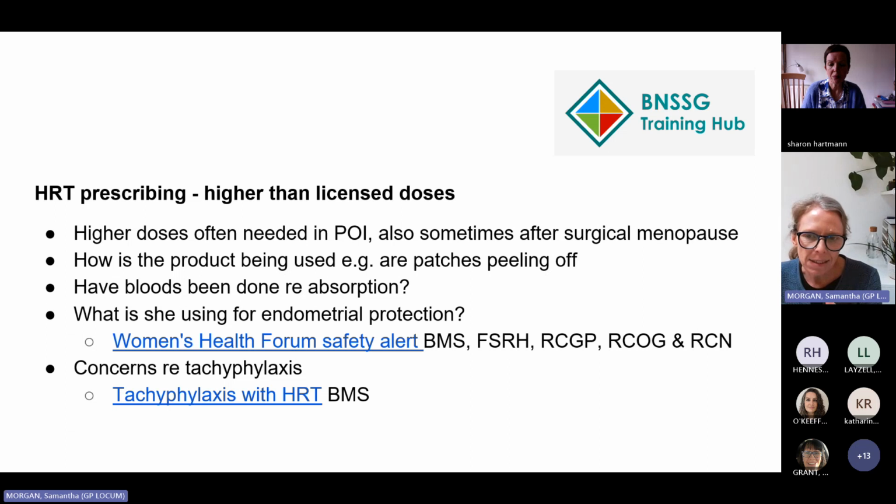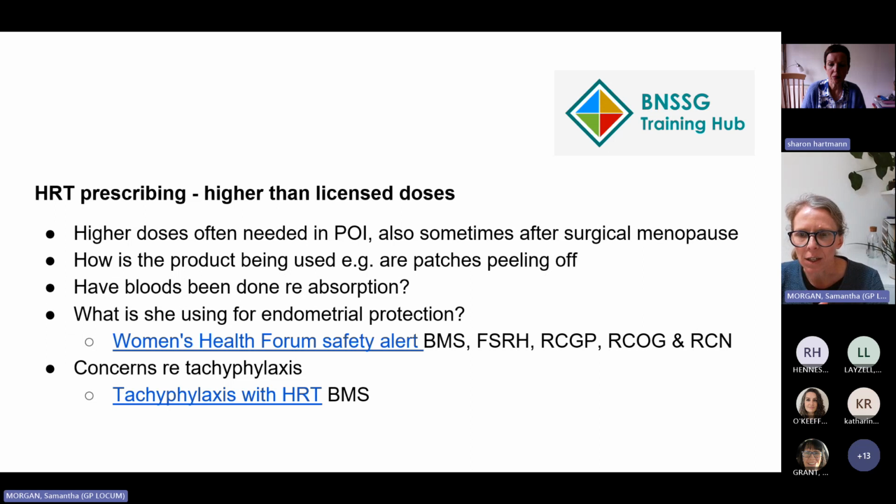Have they had blood tests done at any stage looking at their absorption? So as we mentioned, some people don't absorb so well and so need a higher dose to effectively get the same dose as somebody on a licensed dose. So one person's 6 pumps might be equivalent to somebody else's 2 or 3 pumps in terms of what they're actually absorbing and getting. So that's where those occasions of the blood tests sometimes can be helpful.